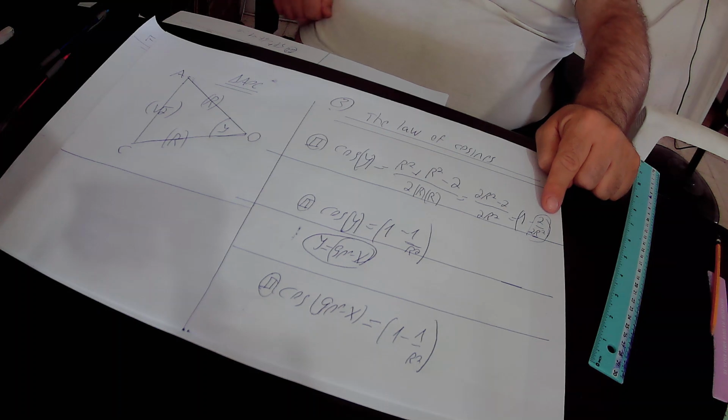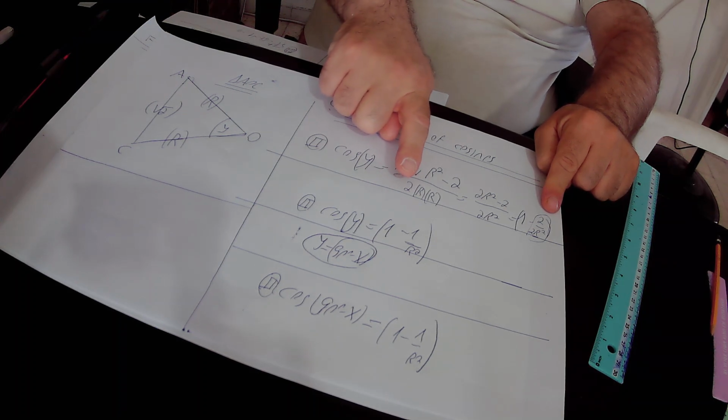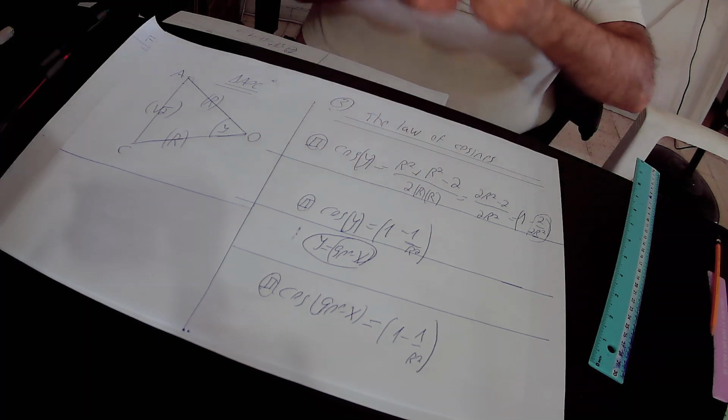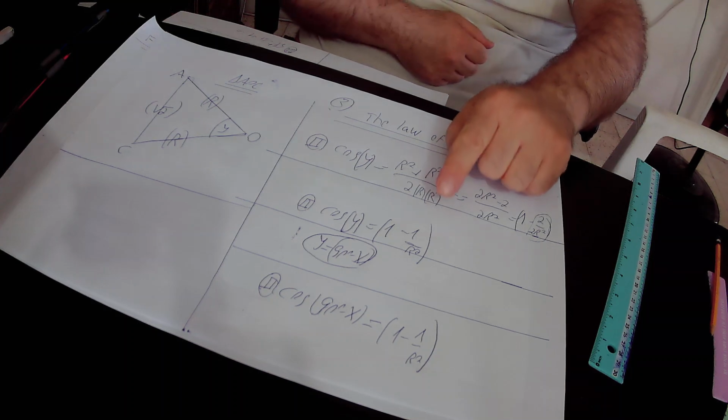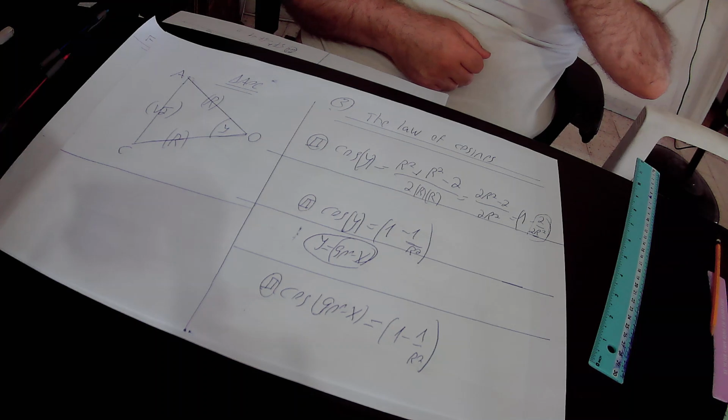And we found out that cosine y equals 1, and here we have 2 over 2 minus 2 over 2, which is minus 1, and 2R square over 2 is R square. So according to equation 2, we found out that cosine y equals 1 minus 1 over R square. This is according to equation 2.